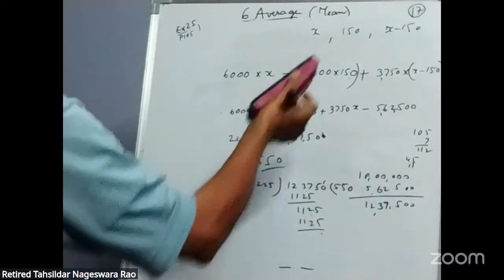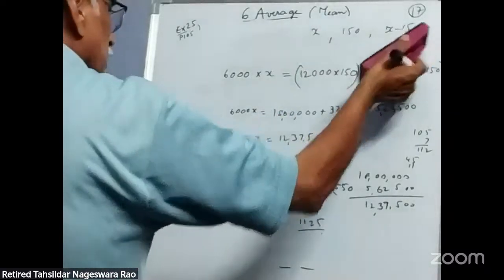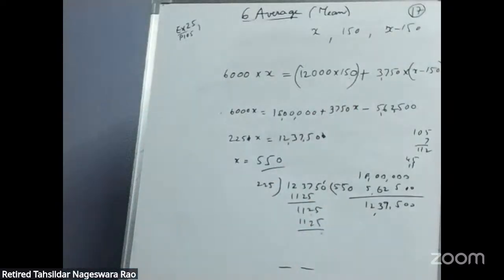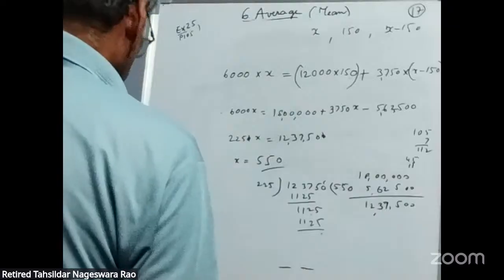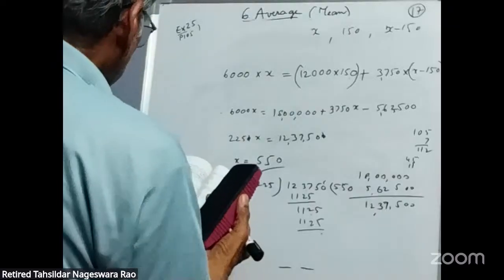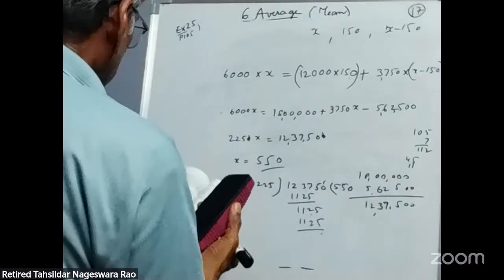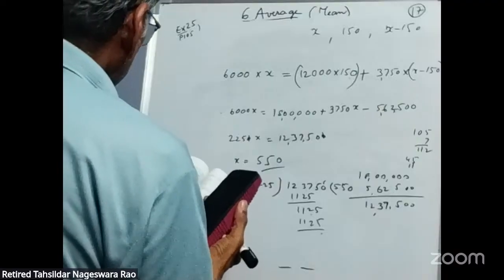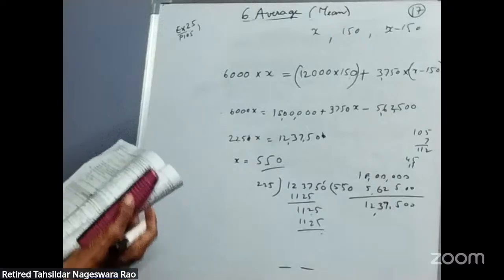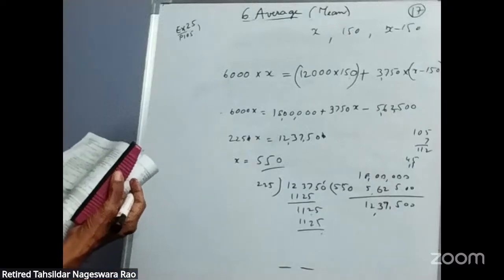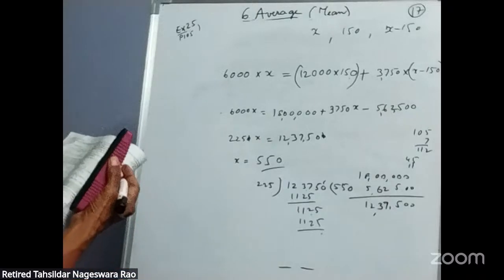150 technicians means non-technicians 400. Likewise. Or next question, 26.